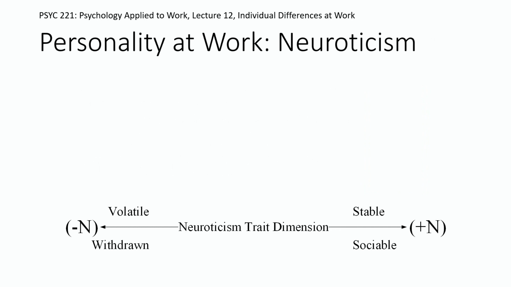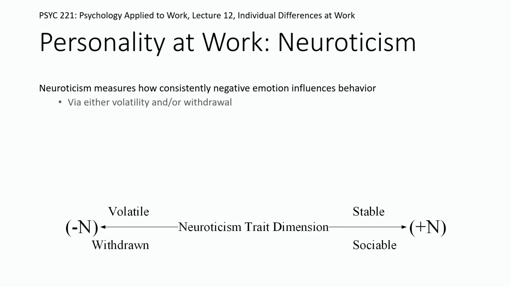Next one is neuroticism. And the Big Five aspect scale breaks this into stability. The Big Five aspect scale looks at this at the negative dimension. So look on the left: volatility and withdrawal, to be volatile or withdrawn. And the counter of those that I've put there is stable or sociable. And so this is really measuring how consistently negative emotion influences your behavior, either through volatility or withdrawal.